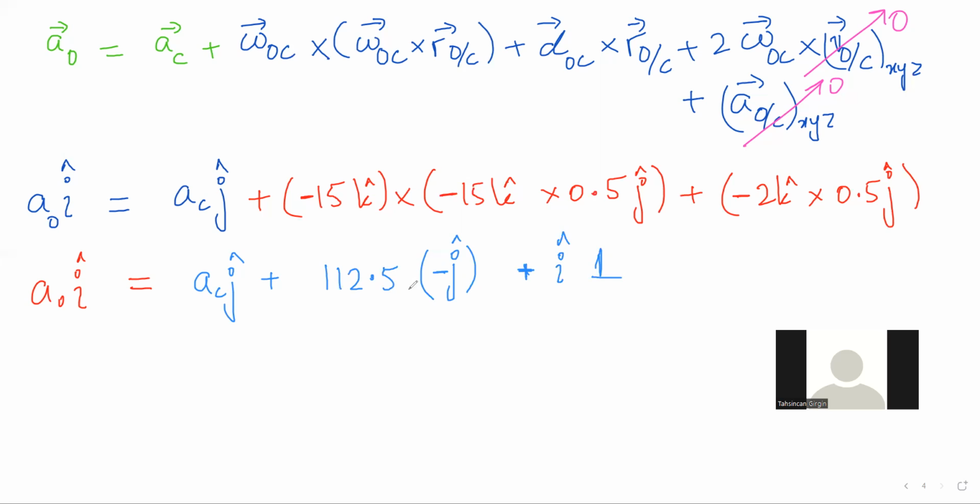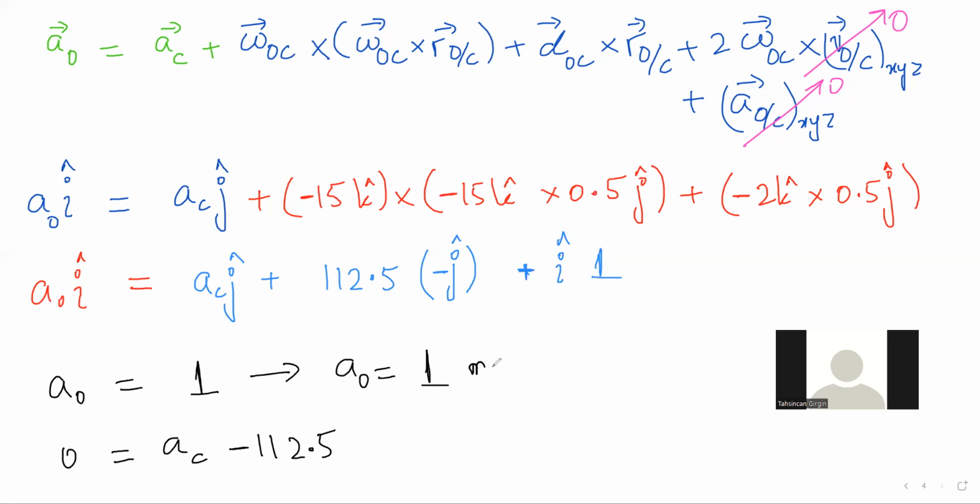So I think that's how very quickly one of the students figured it out. So I will have A naught equal to 1. Yes, I and I. Okay, and 0 equal to AC minus 112.5. So this gives me A naught equal to 1 meter per second square. Sorry, feet per second square.